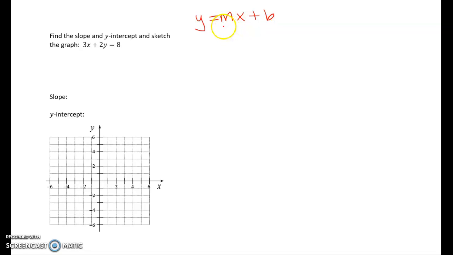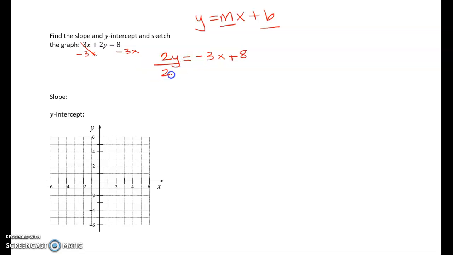When it's in this form, we can see the slope, which is the number in front of x, and the y-intercept, which is the constant term to the side. So let's go ahead and solve this for y. Let's subtract 3x from each side. So that cancels. We'll have 2y equals, I'm going to have the negative 3x first, and then plus 8. So that works to rearrange it, just keep the sign in front of the term.